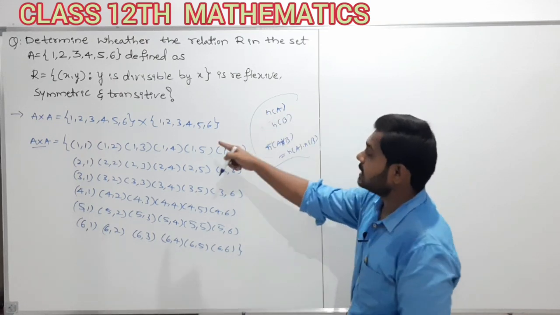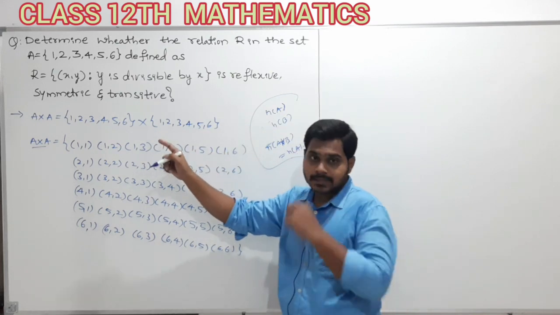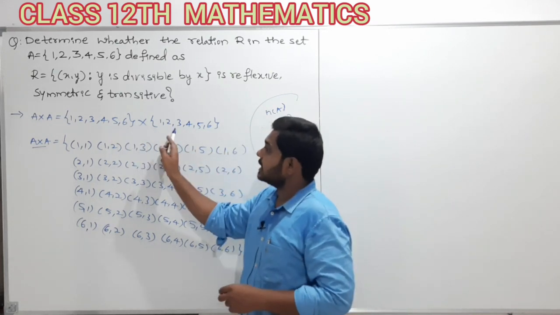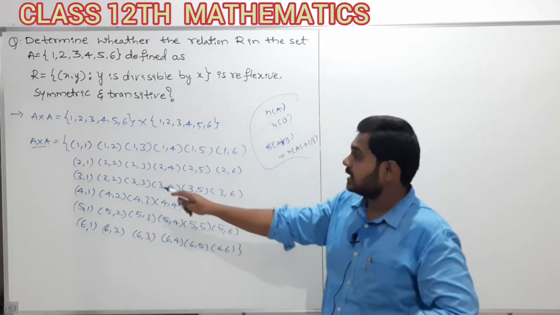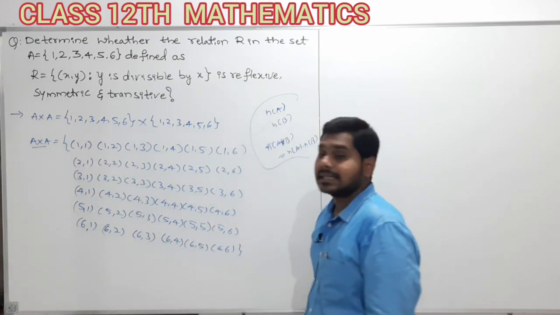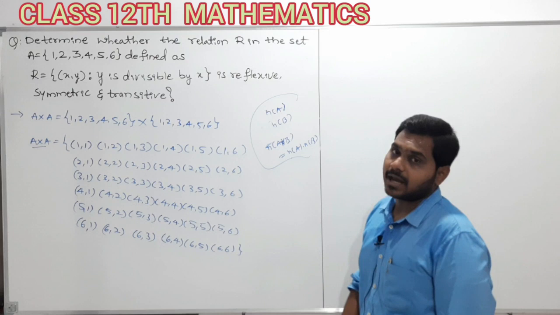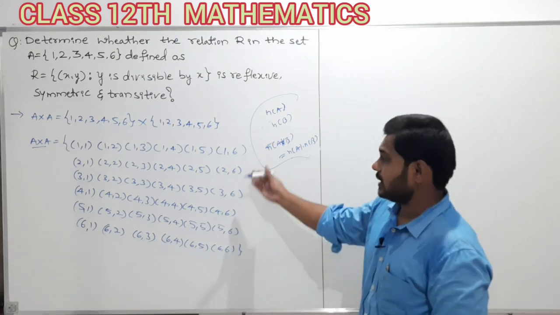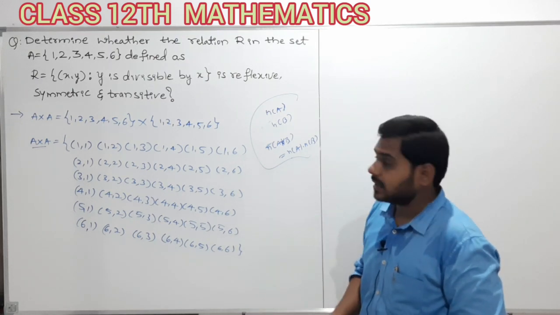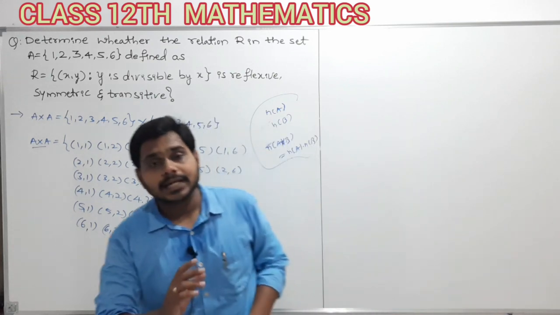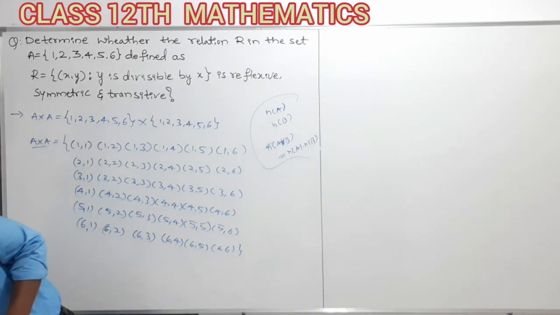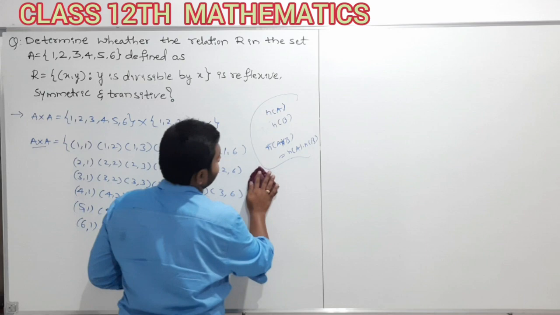So n of A, in this case, is A itself. Here 6 and here 6, so 6 times 6 is 36. So in A cross A, how many elements are there? 36 elements are there. Am I clear? My dear students, usually it is not necessary to write this, but here it is to understand the concept clearly, so therefore I wrote all this.